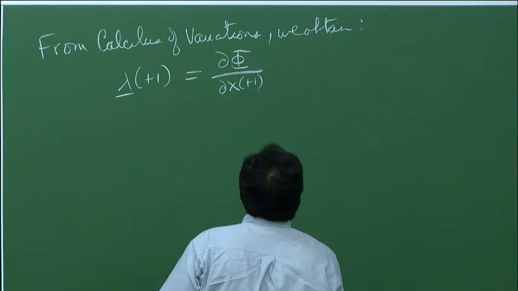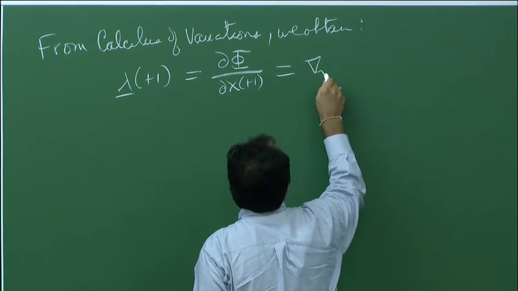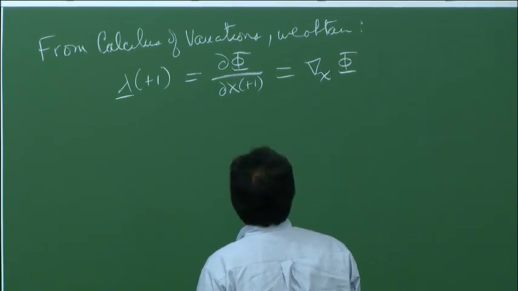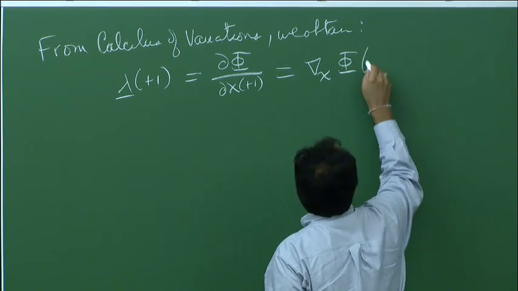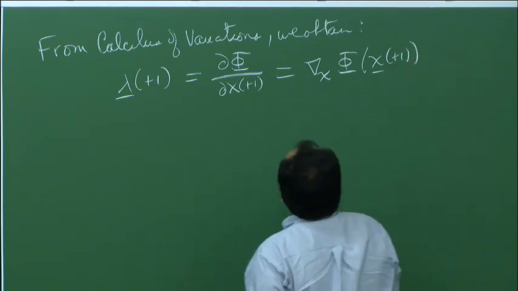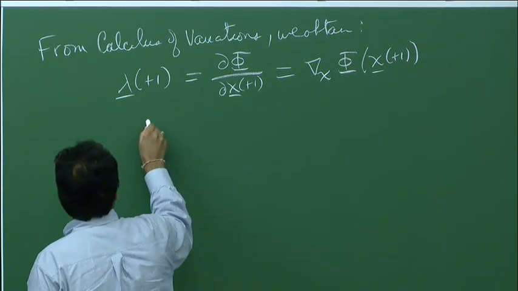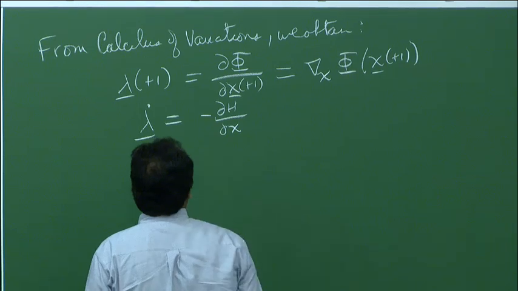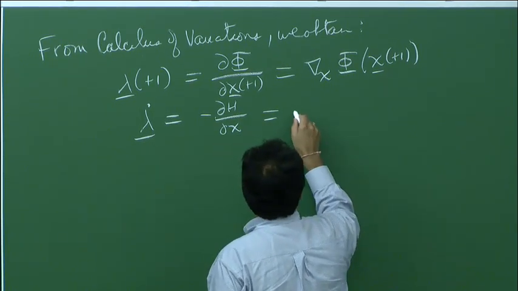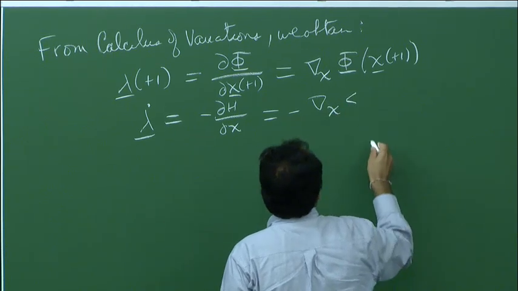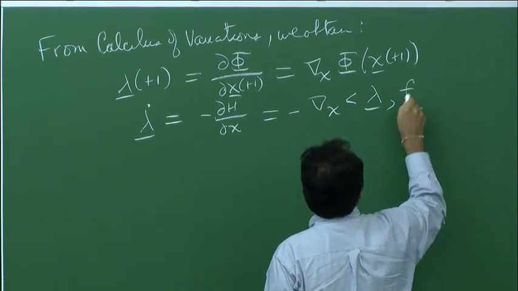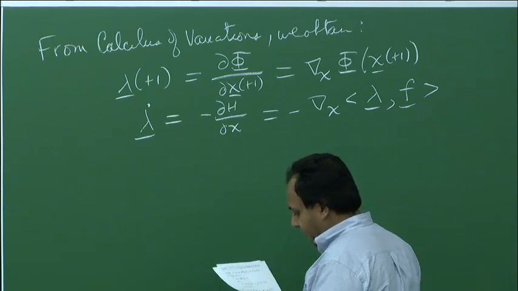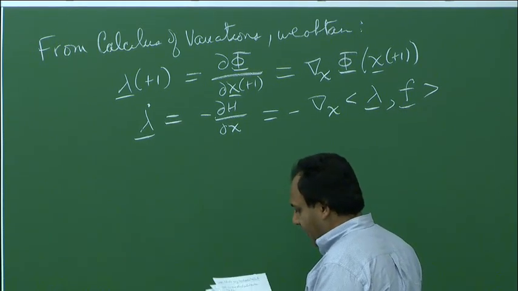And basically, we're going to abbreviate this because it's going to get really hard to write in terms of the partial derivative. So I'm just going to abbreviate that as the gradient with respect to x of phi, again of x at plus 1. So that's the first optimality condition. The second optimality condition is lambda dot is equal to minus dh dx, which in this case is just going to equal minus the gradient with respect to x of the inner product of lambda with f. This notation means inner product of lambda with f, and you'll see in a bit that it'll make life easier when we write it that way.